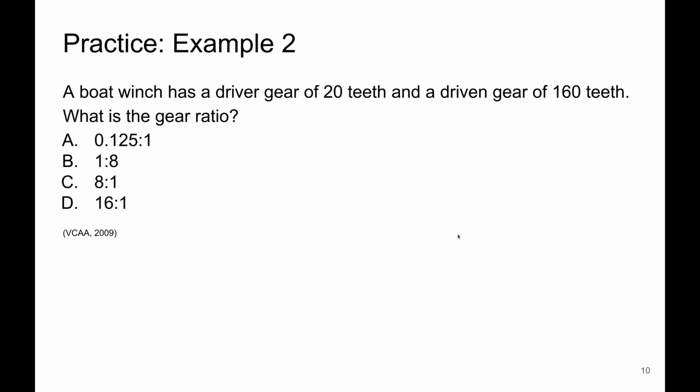Now practice example 2 describes a boat winch which has a driver gear of 20 teeth and a driven gear of 160 teeth, and it's asking us what is the gear ratio. So again, please feel free to pause the video while you work on it and resume to see the solutions.